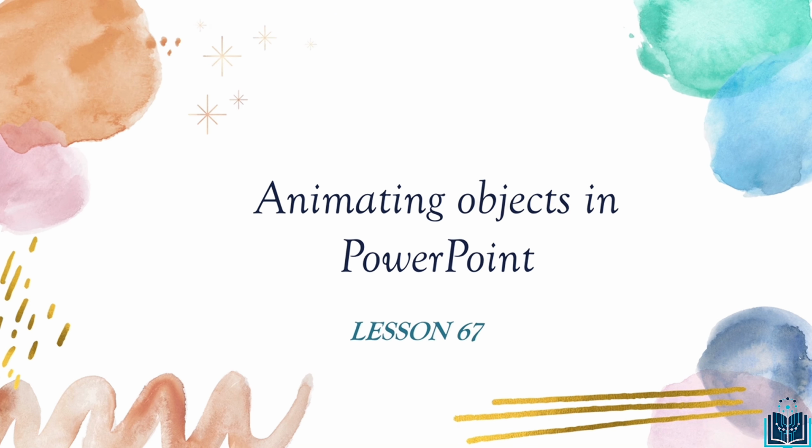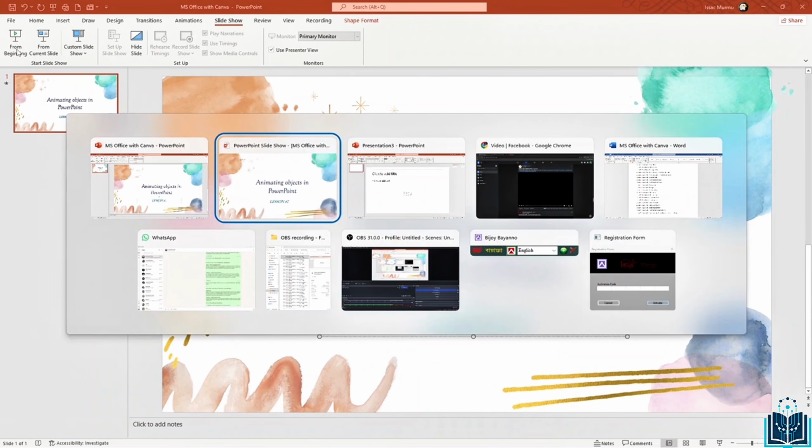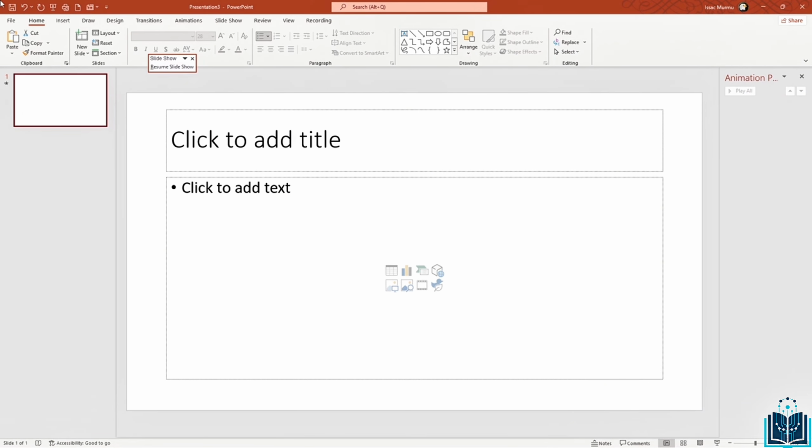Okay, so what are animations? In PowerPoint, animations are movements or effects applied to objects such as text, shapes, images, or charts. This can include subtle fades, bold fly-ins, spins, or even more complex motions. Okay, so let's move into PowerPoint here.